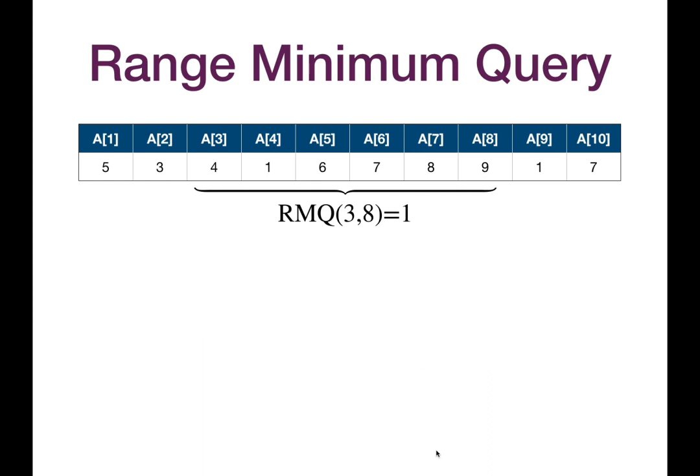Range minimum query, aka RMQ, is a classical data structure problem. Given an array of numbers, the queries may give some ranges and ask for the minima over the ranges. For example, the minimum between the third element and the eighth element in this array is 1. However, in this work, we study a variant of RMQ, which asks for the index of the minimum. In this case, the answer for the query RMQ of 3 and 8 is 4 rather than 1.